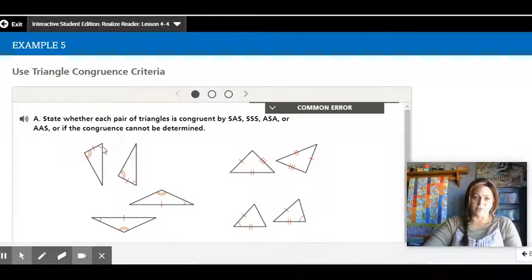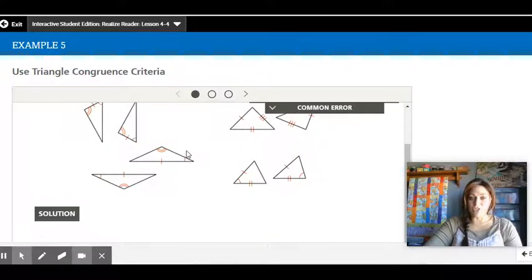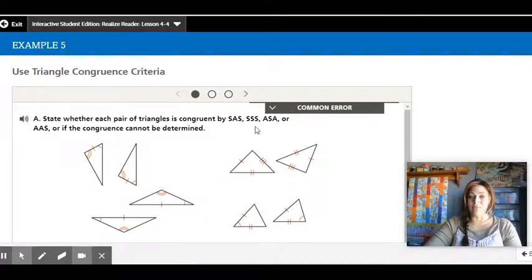So I'll do this first one with you. Angle, side, angle. Notice the markings. Angle, side, angle. They definitely match up. Those would be congruent by angle, side, angle congruence. So go ahead, the solutions will show up if you do them, but go ahead and see if you can actually identify all of those sets.